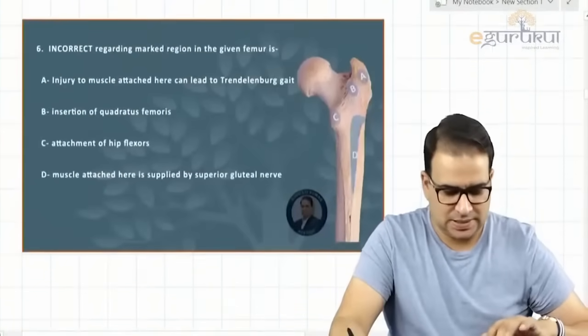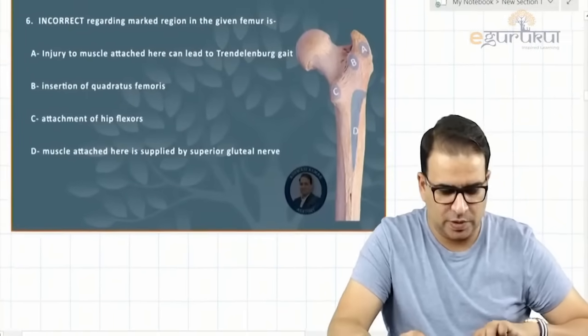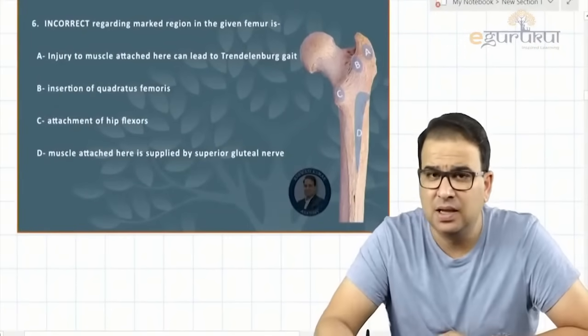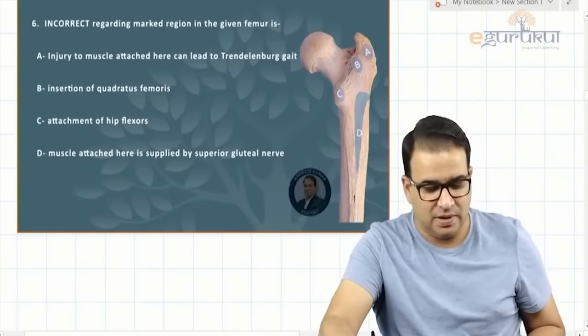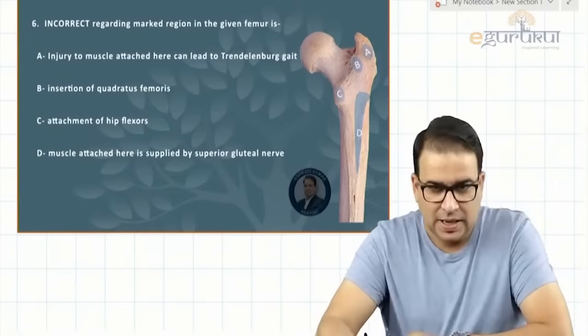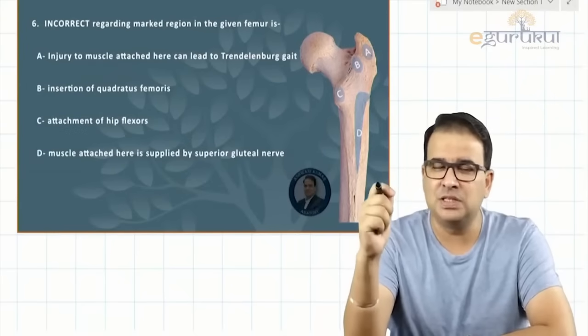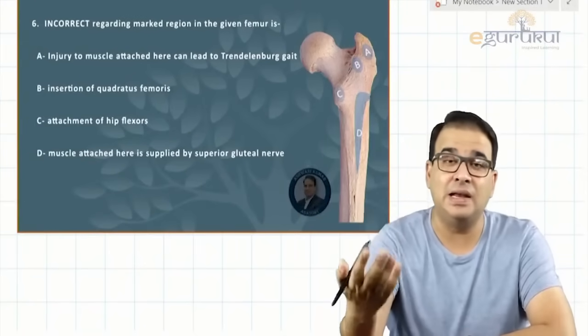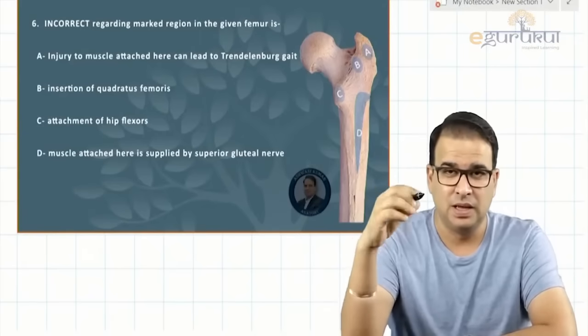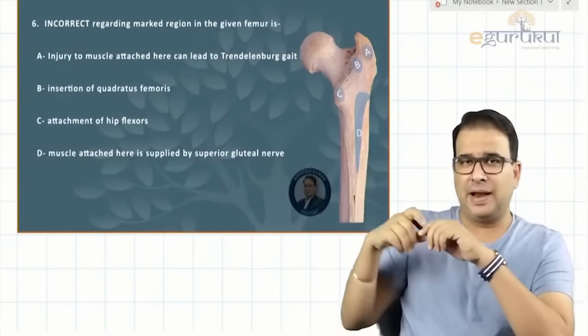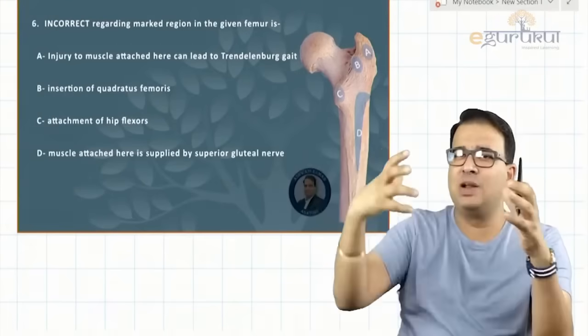Question number 6, guys. It is a question from lower limb osteology. It says the incorrect statement regarding the marked region in the given image of the femur is. Now, when you're looking at a picture of a femur bone, the first thing you need to keep in mind is whether you're looking at the anterior aspect or the posterior aspect, because the head and neck of the femur will look more or less the same.